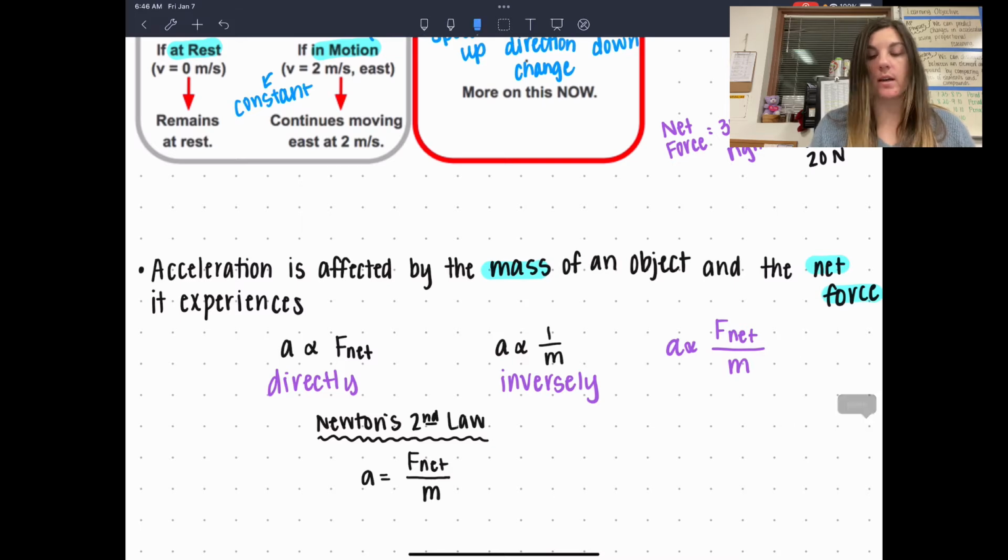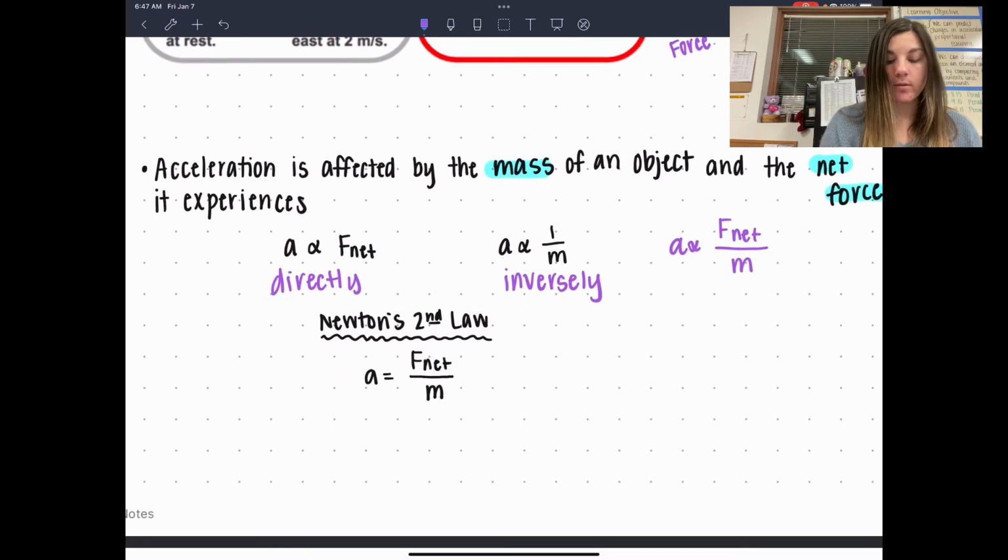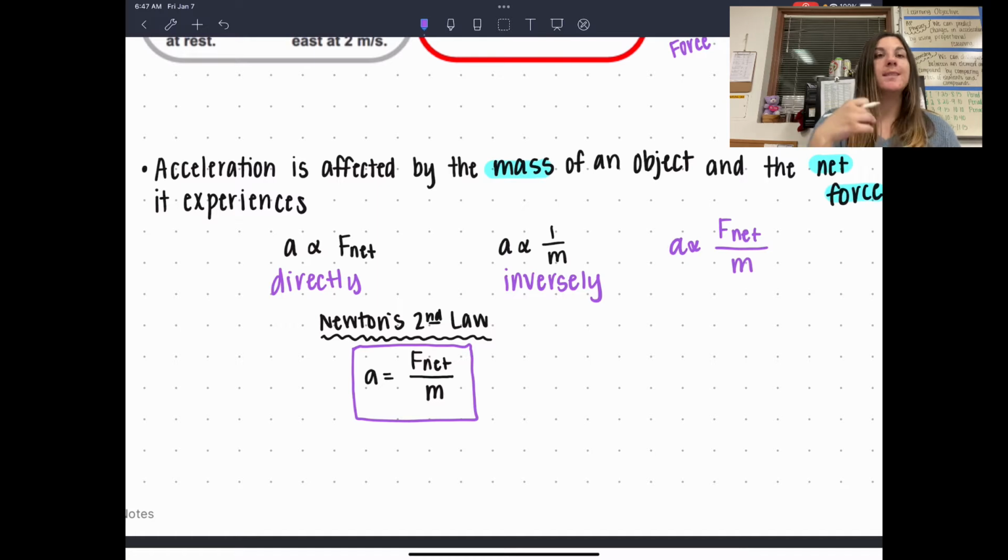But through extensive testing, what we've come to find is that there is no constant other than 1. So this proportionality statement is actually an equation. This is what Newton's second law's equation is. Acceleration is equal to the net force the object's experiencing divided by the object's mass. Now, this is one way to write the equation.